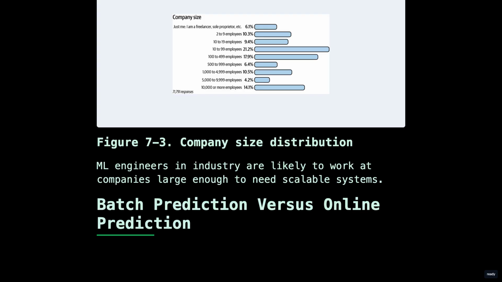Prediction serving choices shape latency, infrastructure, and how fresh the results can be. The main question is whether predictions are produced on demand or prepared ahead of time.